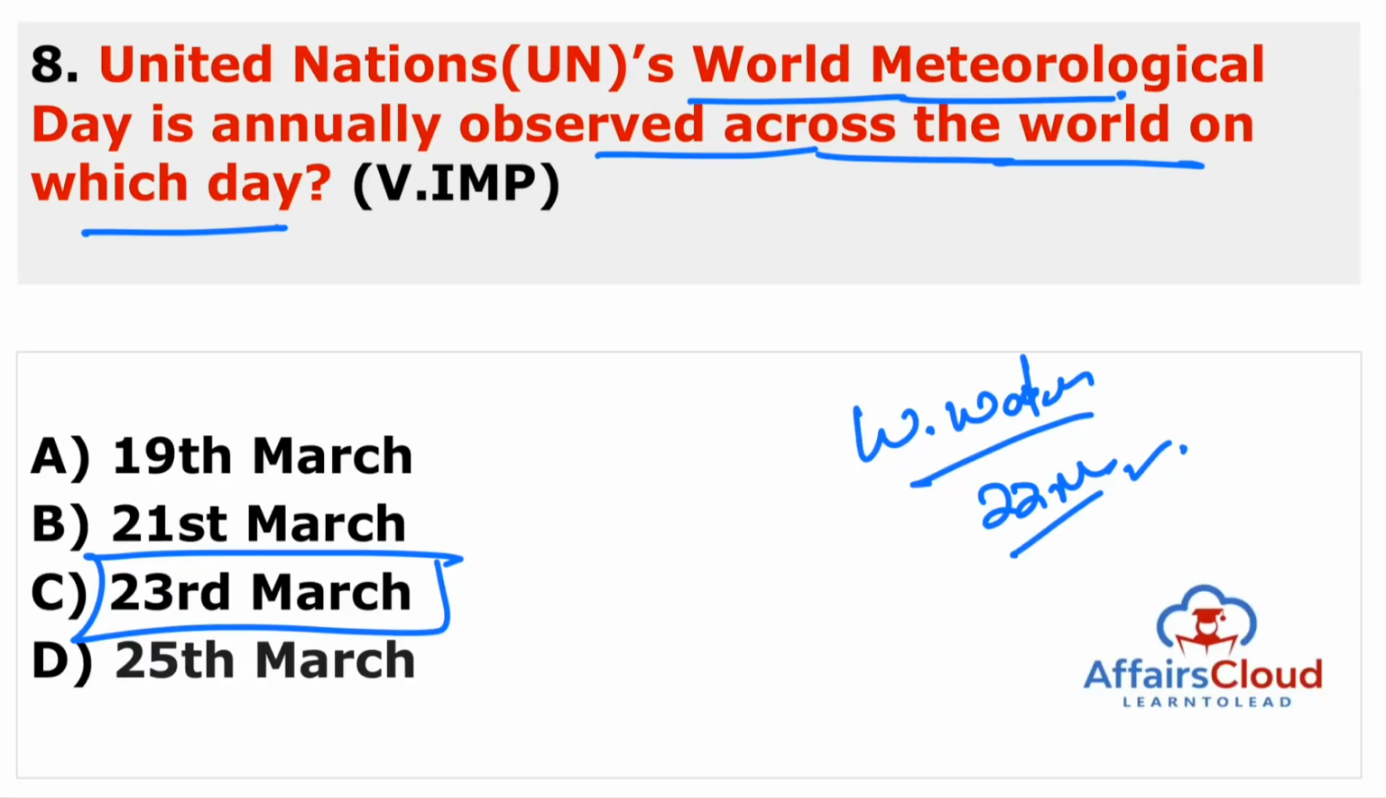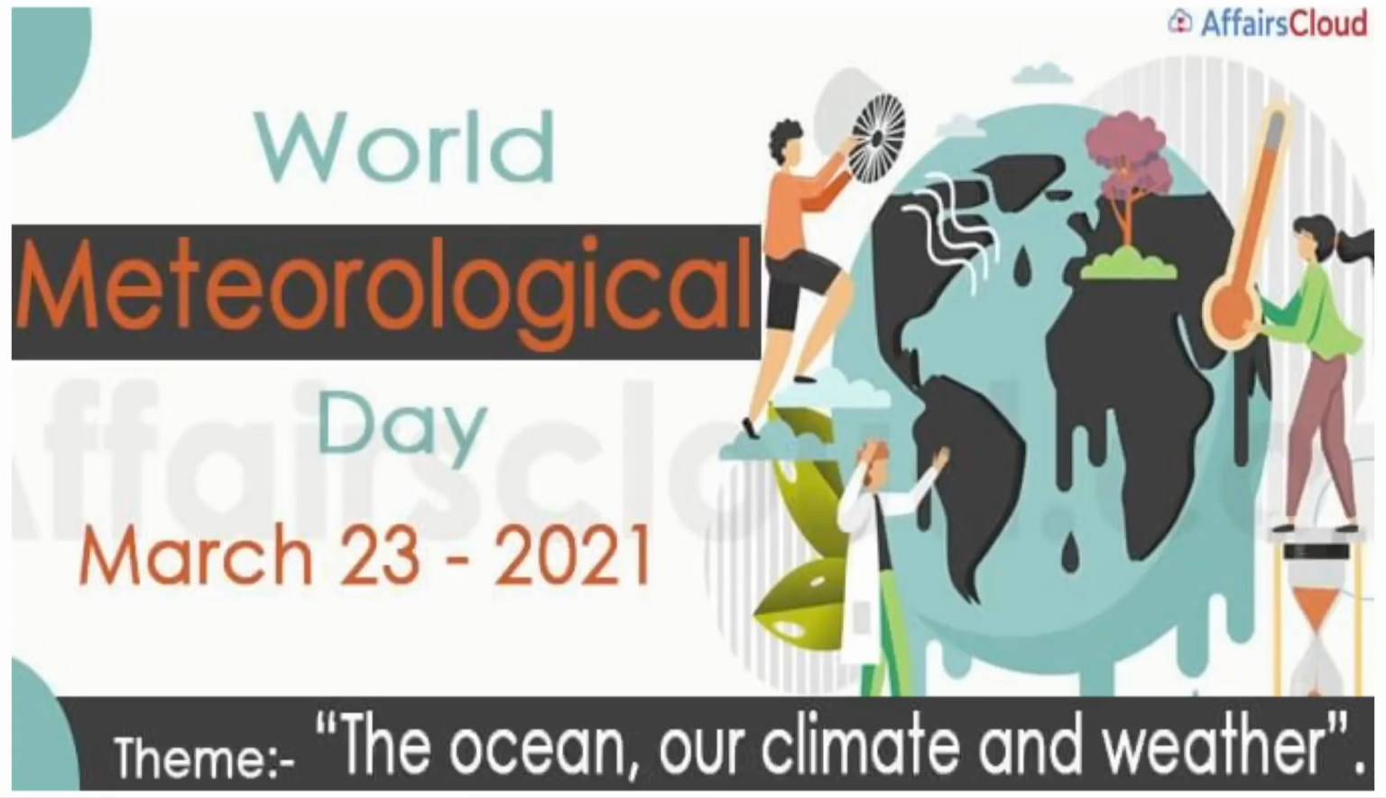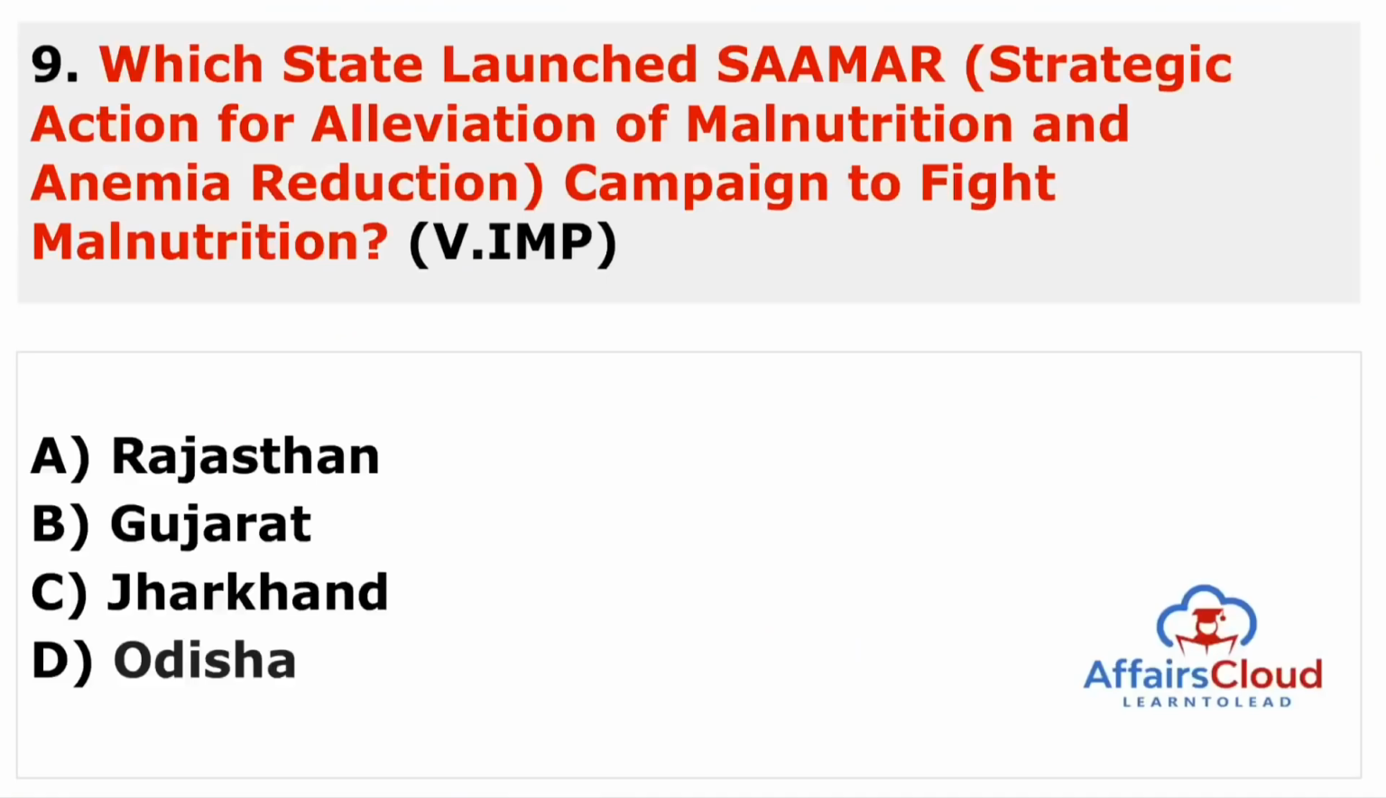Theme is the ocean, our climate and the weather, because this day is annually observed across the world to create awareness about the importance of the role of people and their behavior in protecting the earth atmosphere. So this is the main campaign of the World Meteorological Organization. And where is the headquarter of World Meteorological Organization? Headquarter is in Geneva, Switzerland. How many countries are member? 193 countries are member. So you can see here World Meteorological Day, 23rd of March 2021. Main theme is the ocean, our climate and the weather.